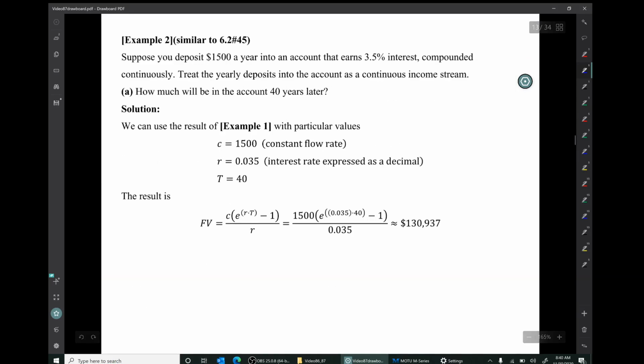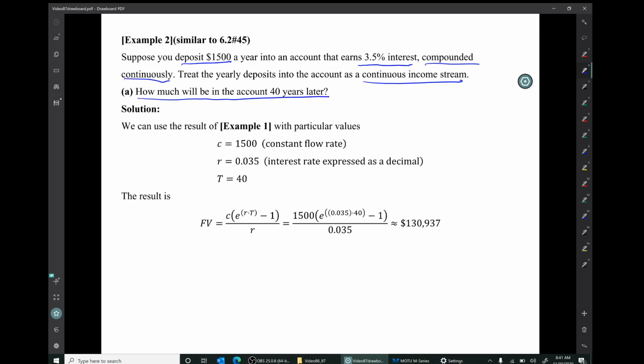Example 2. This is similar to one of your homework problems. Suppose you deposit $1,500 a year into an account that earns 3.5% interest, compounded continuously. Treat the yearly deposits into the account as a continuous income stream. The question is, how much will be in the account 40 years later?